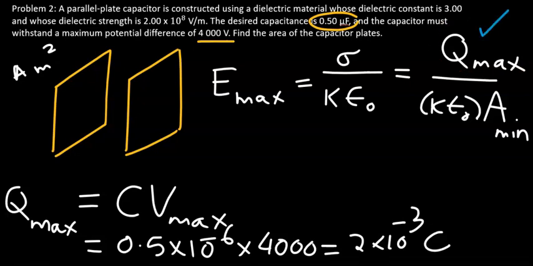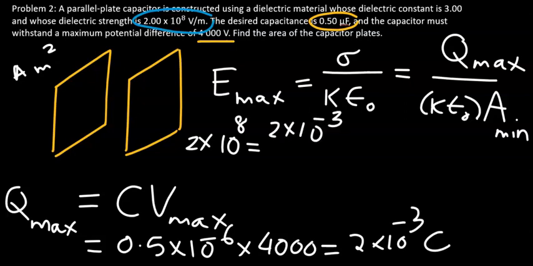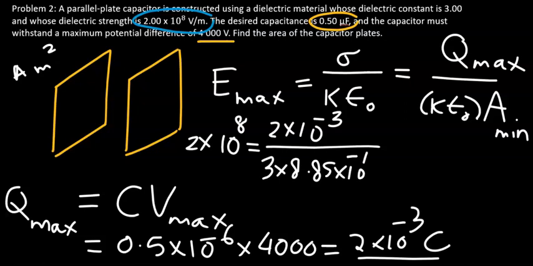So since we know the maximum charge, we know the maximum electric field, which is just the dielectric strength of the material. We know the dielectric constant of the material and the permittivity of vacuum. We can use this equation to figure out the minimum area of the capacitor plates. Substituting these numbers, we get 2 times 10 to the power 8 for the maximum electric field, equals 2 times 10 to the power minus 3 for the maximum charge, as we have computed here, divided by the dielectric constant 3, times the permittivity of vacuum, 8.85 times 10 to the power minus 12, times the minimum area.